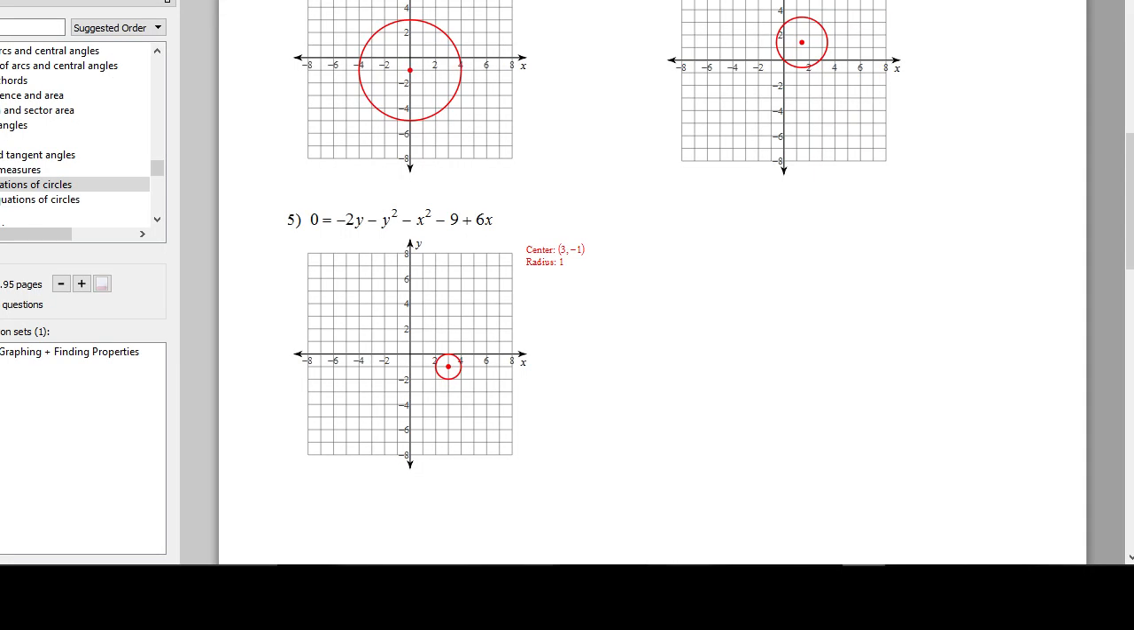All right, read it back to me. 0 equals negative 2y minus y squared minus x squared. I don't have an equal sign. I'm guessing it's here. No, it's just minus, there it is, minus 9. It's all the way back here. Minus 9 plus 6x. That's right after the 0. That's right.